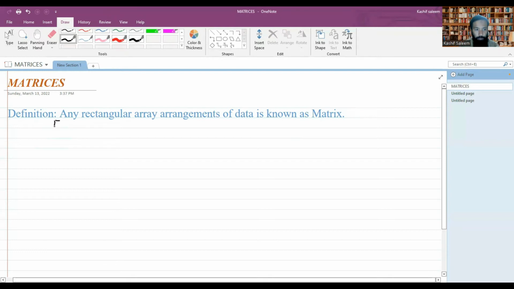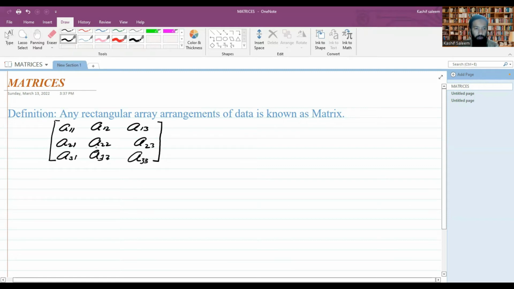If you have a square bracket, this is A11, A12, A13, and so on. A21, A22, A23, and A31, A32, and this is A33. So the elements arranged in rows or in columns is known as matrix. It is denoted by a capital letter A. For example, this is matrix A. Now there are 3 rows and 3 columns, so this is a 3 by 3 matrix.